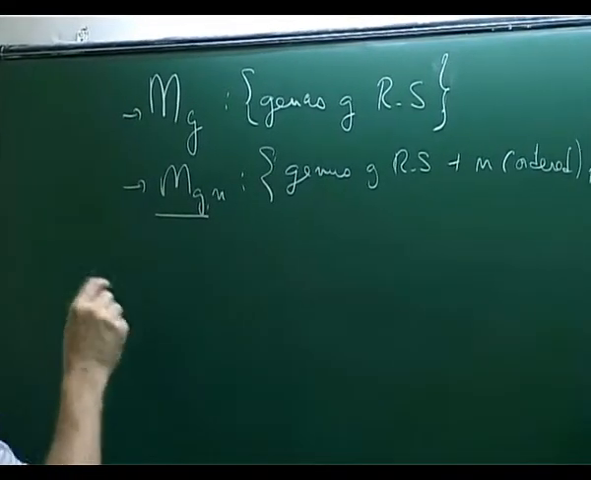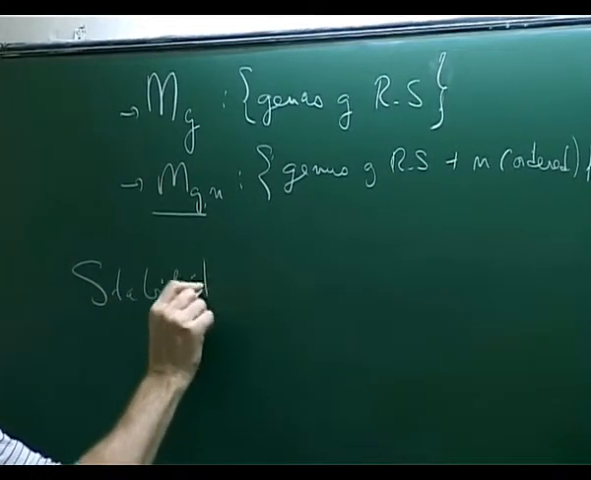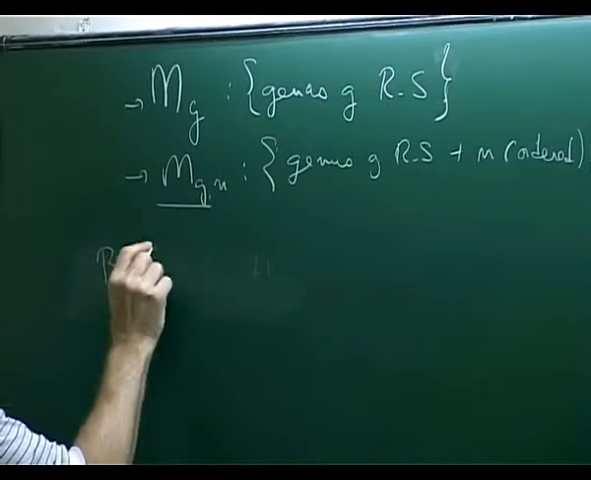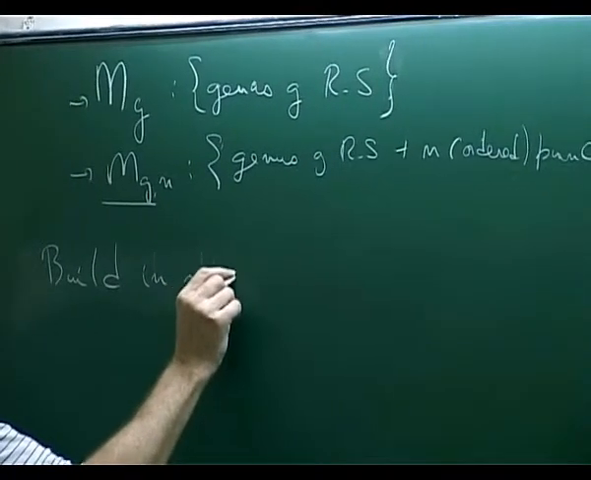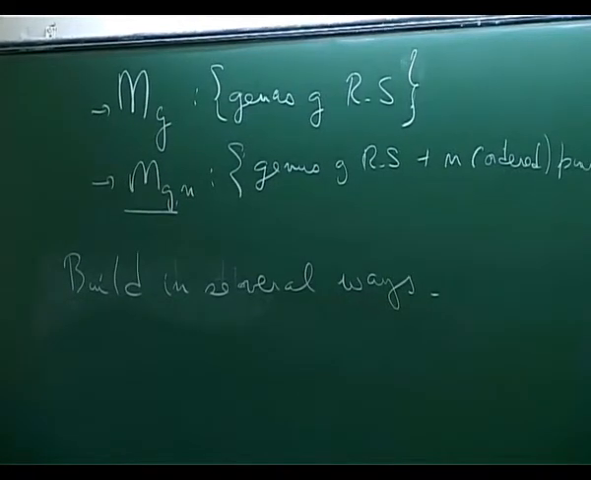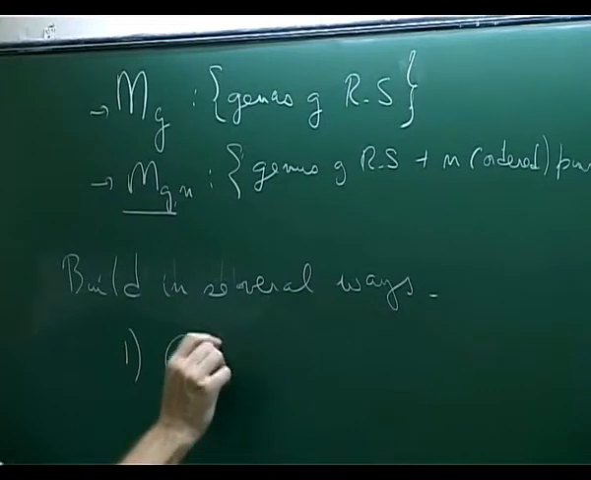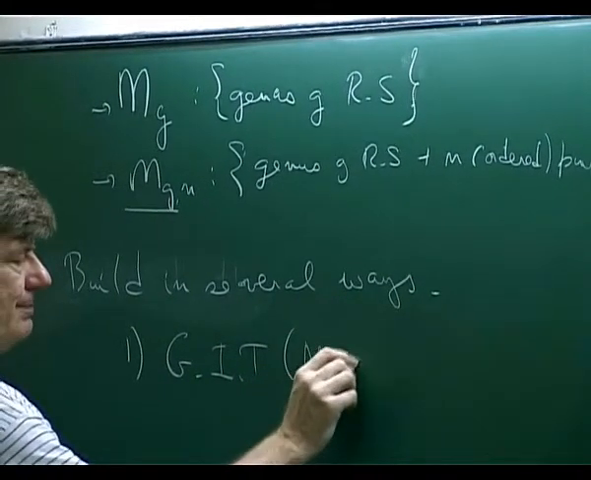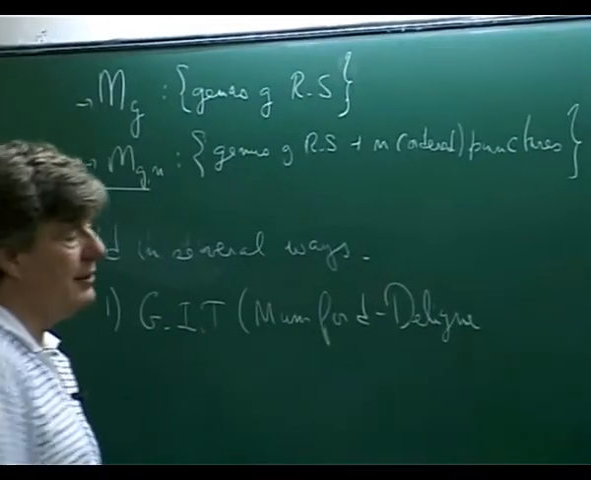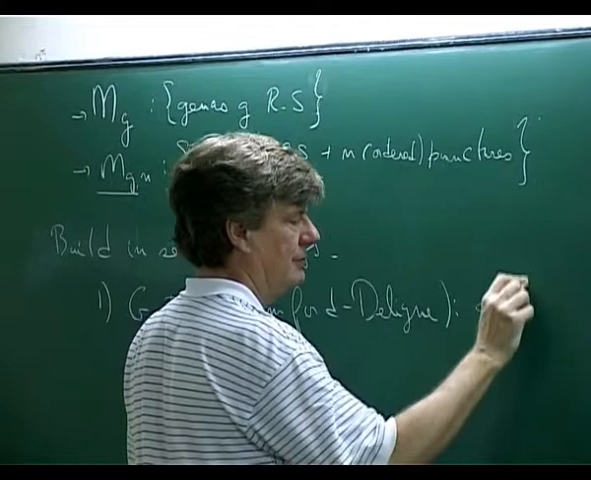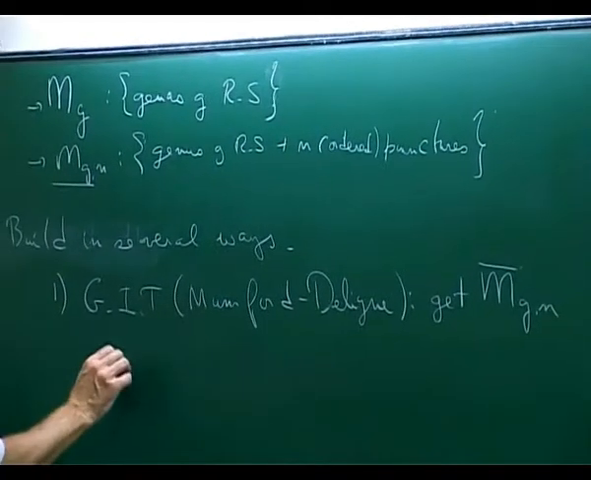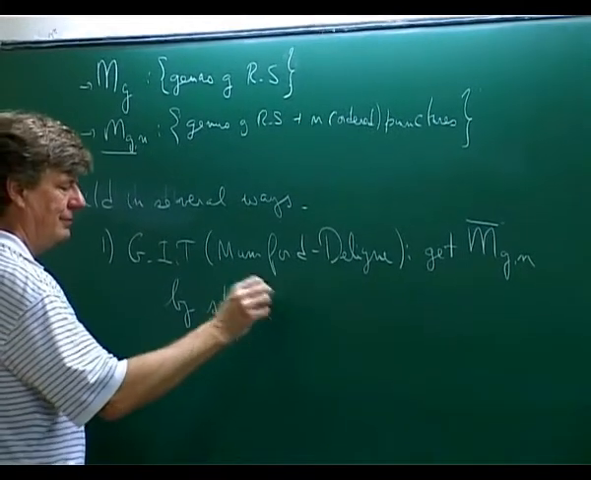So maybe as I was talking about stability theorems, I thought I'd just mention, you can build these things in several ways. One, of course, is using geometric invariant theory. Mumford and Deligne, and what you get is a compactification, M_{G,N} bar, by what's called stable curves.